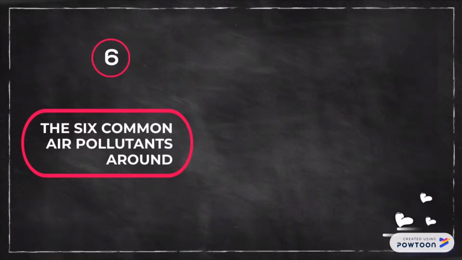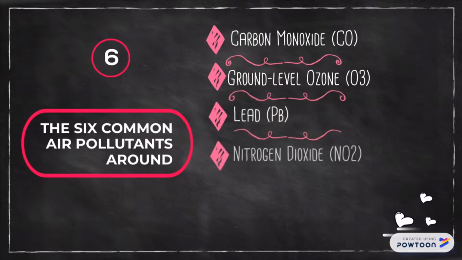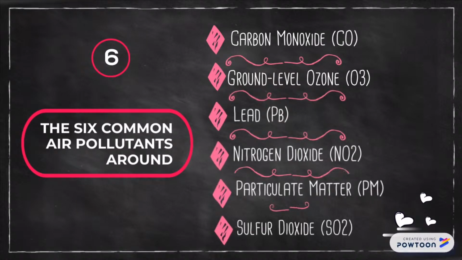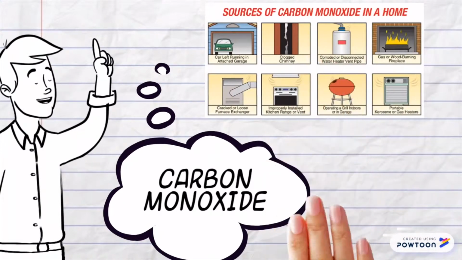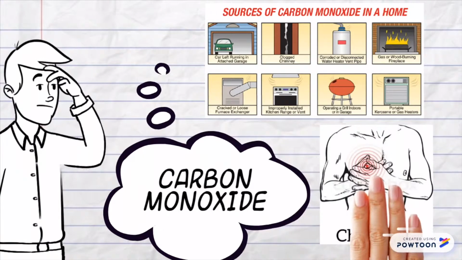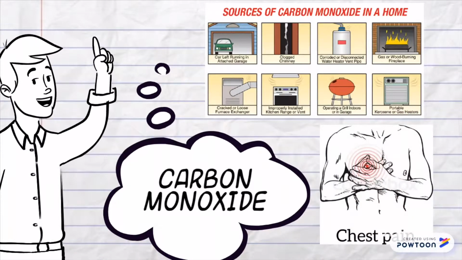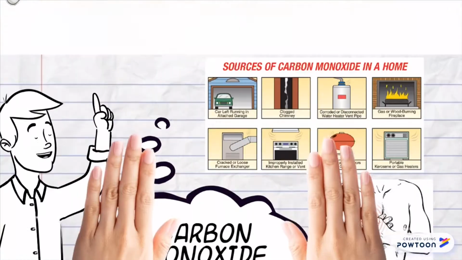There are 6 common types of air pollutants: carbon monoxide, ground-level ozone, lead, nitrogen dioxide, particulate matter, sulfur dioxide. Carbon monoxide. Carbon monoxide comes from fuel combustion of vehicles and engines. It reduces the amount of oxygen reaching the body's organs and tissues. It also aggravates heart disease, resulting in chest pain and other symptoms.